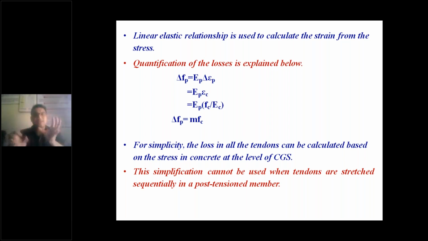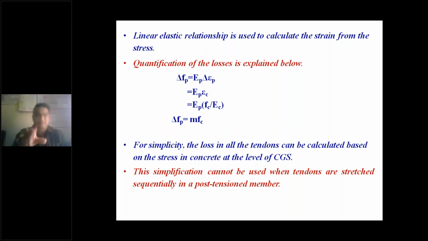But when the member is a composite material, what happens when it is subjected to load? Both will act as a single member. So the strains of steel and concrete will be the same. Now you can see the relation over here, the quantification of the losses, which is going to be explained very clearly. Delta fP is equal to EP into delta epsilon P.